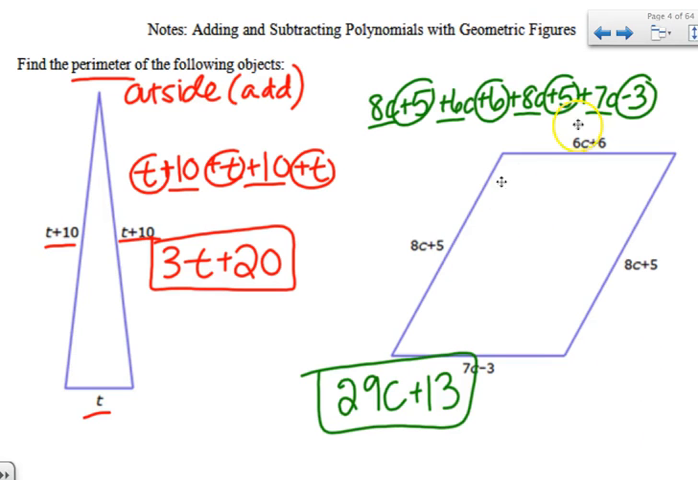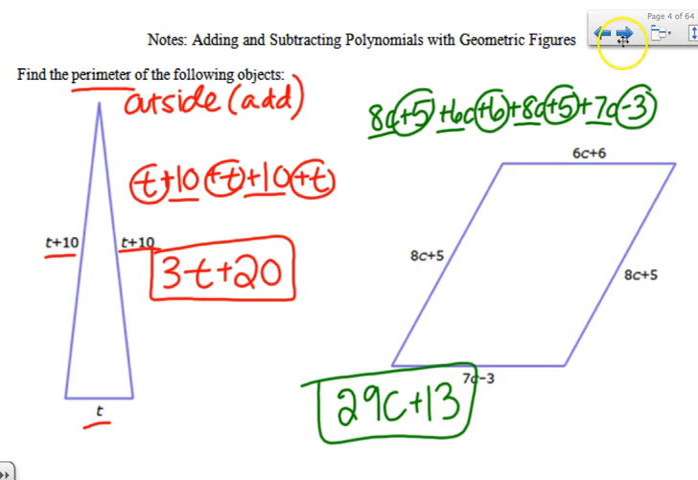Like I did up here, I did the most, as you would say, and I wrote all of my expressions out and added them all together, but you could have just added all your c's and then added all your numerical values, and you should have gotten 29c plus 13. Okay, so perimeter with geometric figures is pretty simple just because it's like combining like terms from module 1.